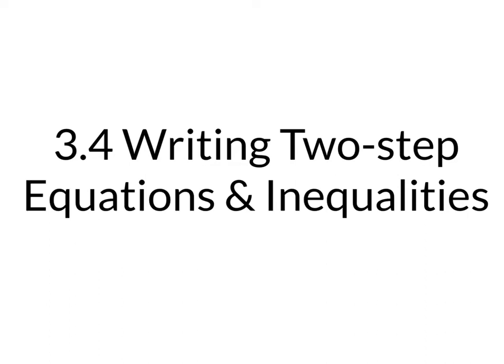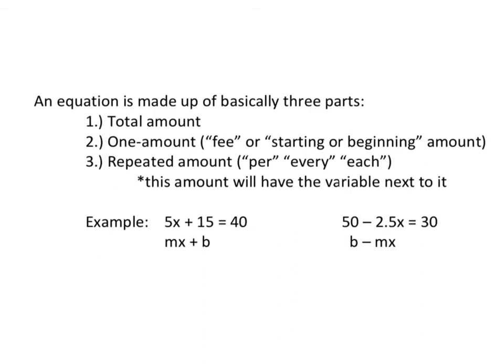Today we're going to talk about how to write two-step equations and inequalities. An equation is made up of basically three parts. The first one is the total amount. The second one is the one-time amount, so the fee that only happens once, or the starting or beginning amount. And the third thing is the repeated amount, the one that happens per, every, each, so the one that happens multiple times. This amount will have the variable next to it.